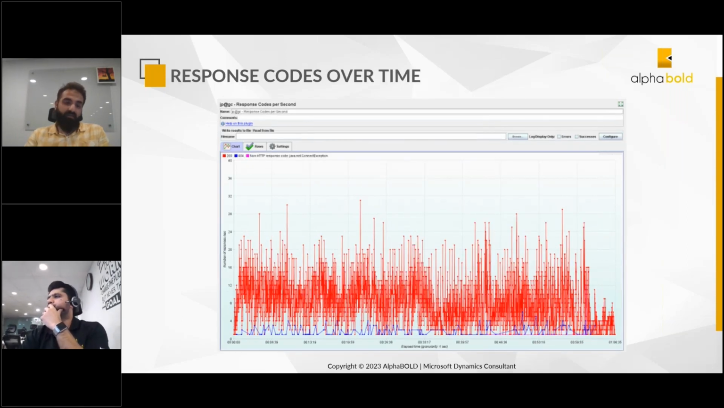All right, this is the response codes over time. So the different types of codes, or the responses that have been generated by the server over the elapsed time, have been summarized in this graph. Next slide, please.